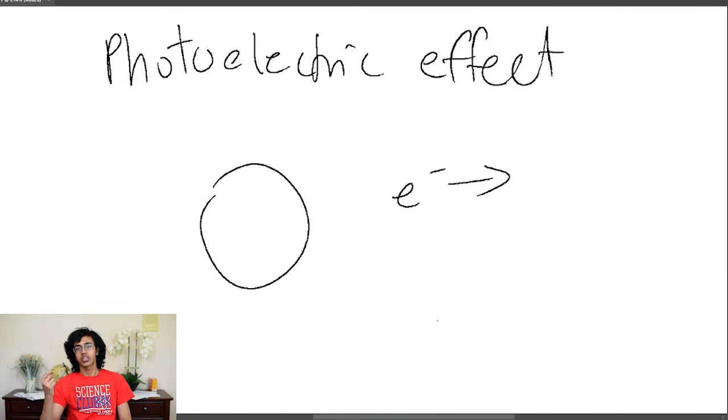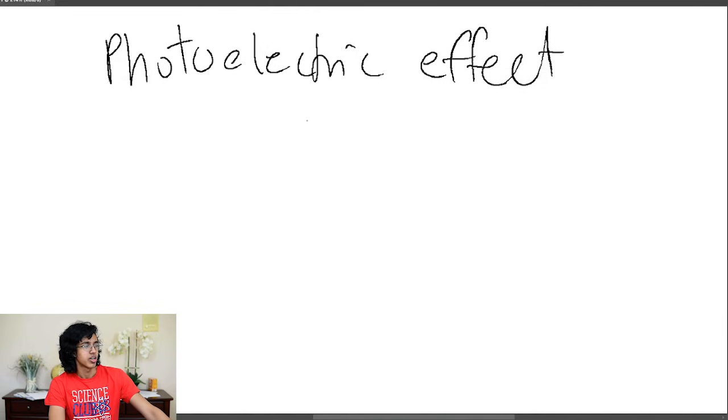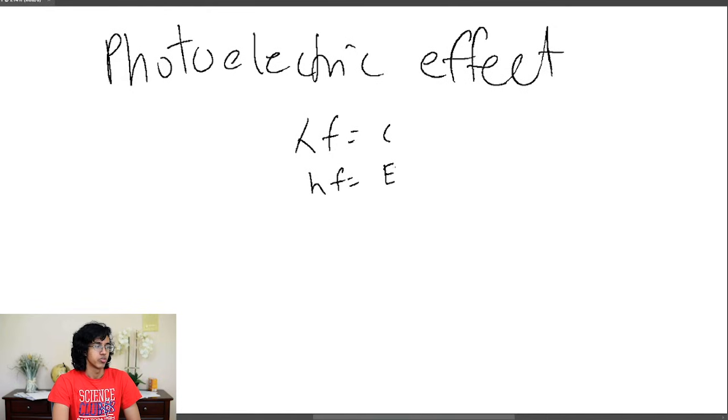But this electron takes a little bit of energy to break off. So we got to think about this a little bit. What are the relevant equations? We've got lambda f is equal to c, so wavelength times frequency is equal to the speed of light, and then hf is equal to energy. So Planck's constant, which is 6.626 times 10 to the negative 34, we multiply that by the frequency and you get energy.